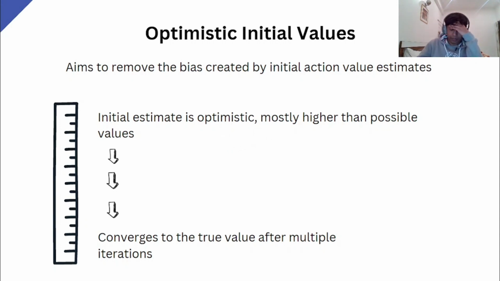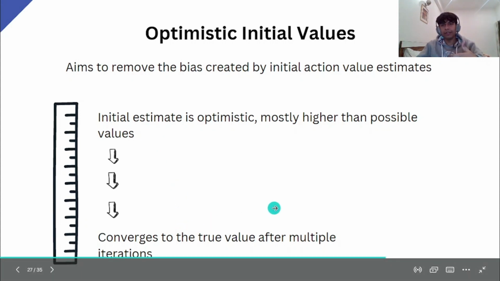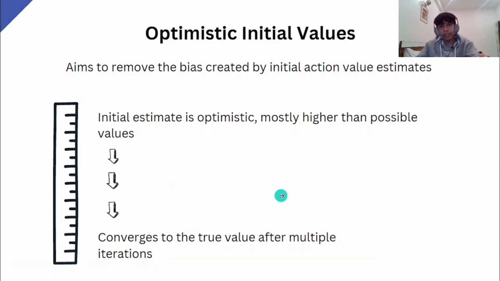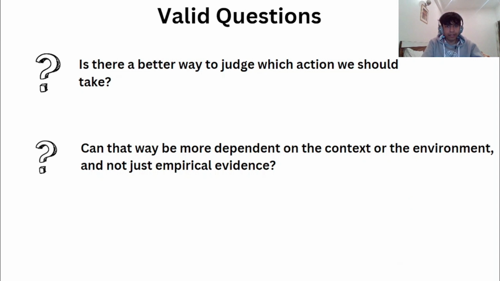If I provide this to each and every action, what will happen is that after exploration is done on all the k number of actions, all of them will converge to the true value after multiple iterations. And that's how the exploration versus exploitation problem is addressed with this algorithm. So some valid questions that we need to ask: is there a better way to judge which action we should take? Can that way be more dependent on the context or the environment and not just empirical evidence?